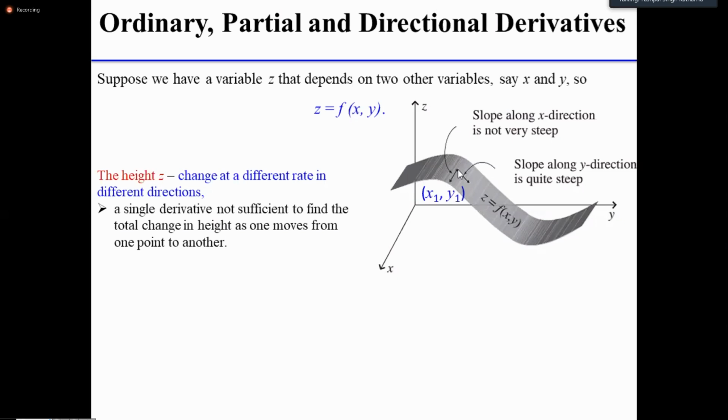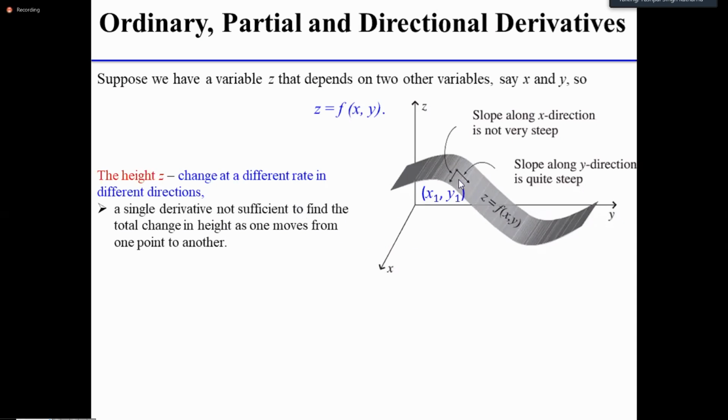However, the function changes more rapidly, or more quickly, as you go along the y direction. So we have one slope along the x-axis, whereas the slope is completely different along the y-axis. So here we have two different slopes, one along x, one along y, and if you take any other arbitrary direction, then the slope will obviously be different.